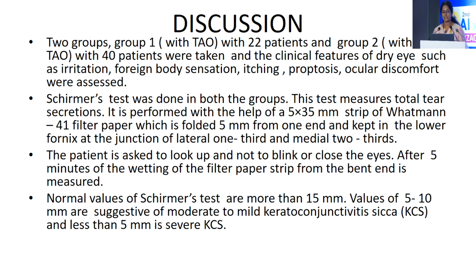The patient is asked to look up and not to blink or close the eyes. After 5 minutes, the wetting of the filter paper strip from the bent end is measured. Normal values of Schirmer's test are more than 15 mm. Values of 5 to 10 mm are suggestive of mild to moderate keratoconjunctivitis sicca, and less than 5 mm is suggestive of severe keratoconjunctivitis sicca.